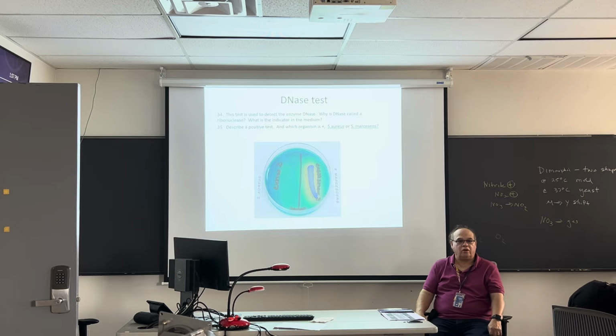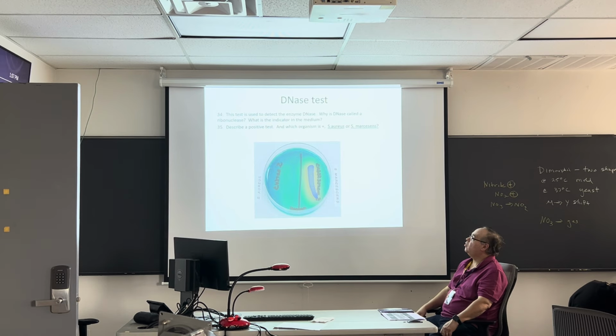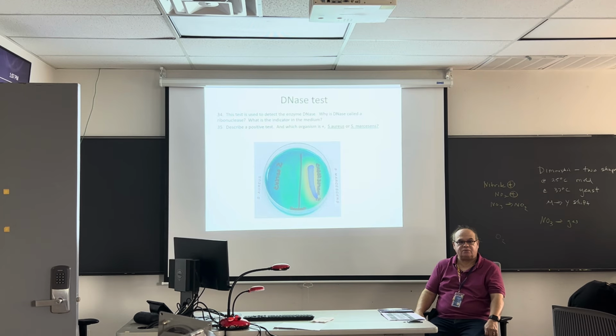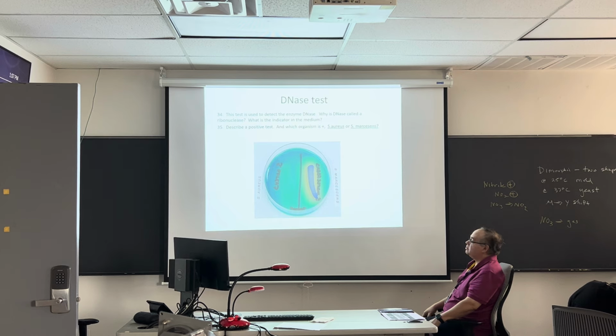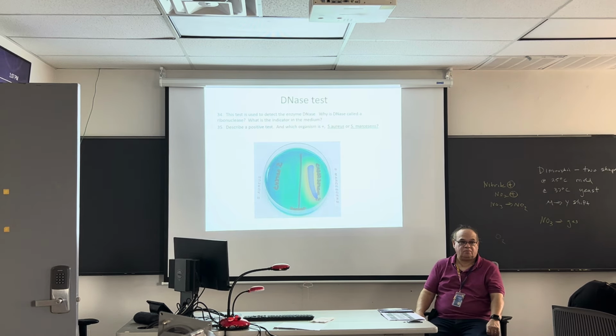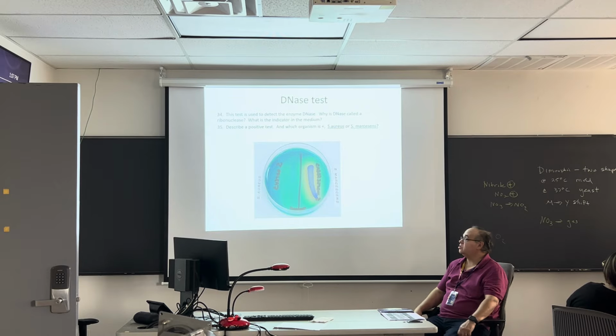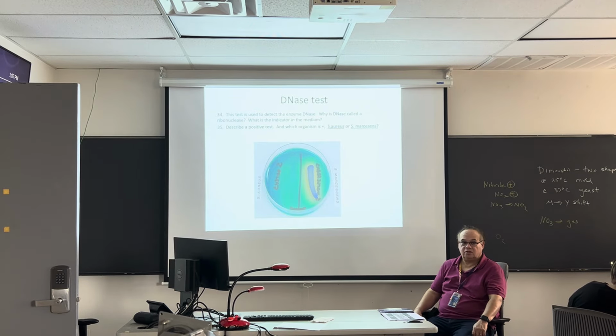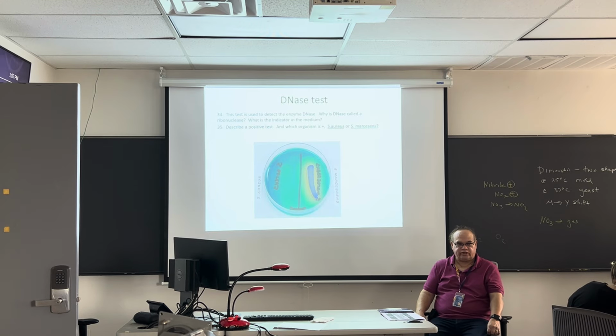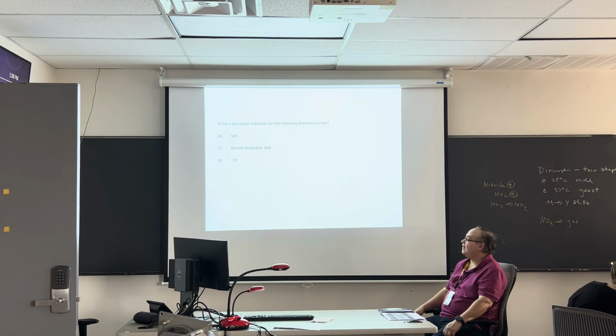Because it can break down a nucleic acid. Okay? What is the indicator in the medium? This is the presence-absence indicator. Methyl red. Very good. And describe a positive test. What's a positive test look like? Clear around the colony. Which one is clear around the colony? Serratia marcescens or Staph aureus? Serratia marcescens. Although group 6 kind of makes up their own rules over there.